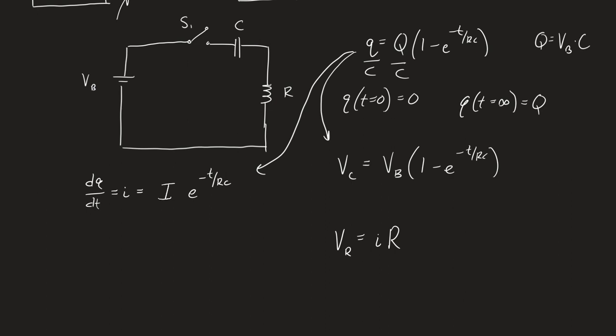Right? Ohm's law. If I replace I with my function, I'll get IR e to the minus t over RC. Okay, I times R. That's Ohm's law again. This is the maximum current times the resistance, which has to be the voltage across the battery.